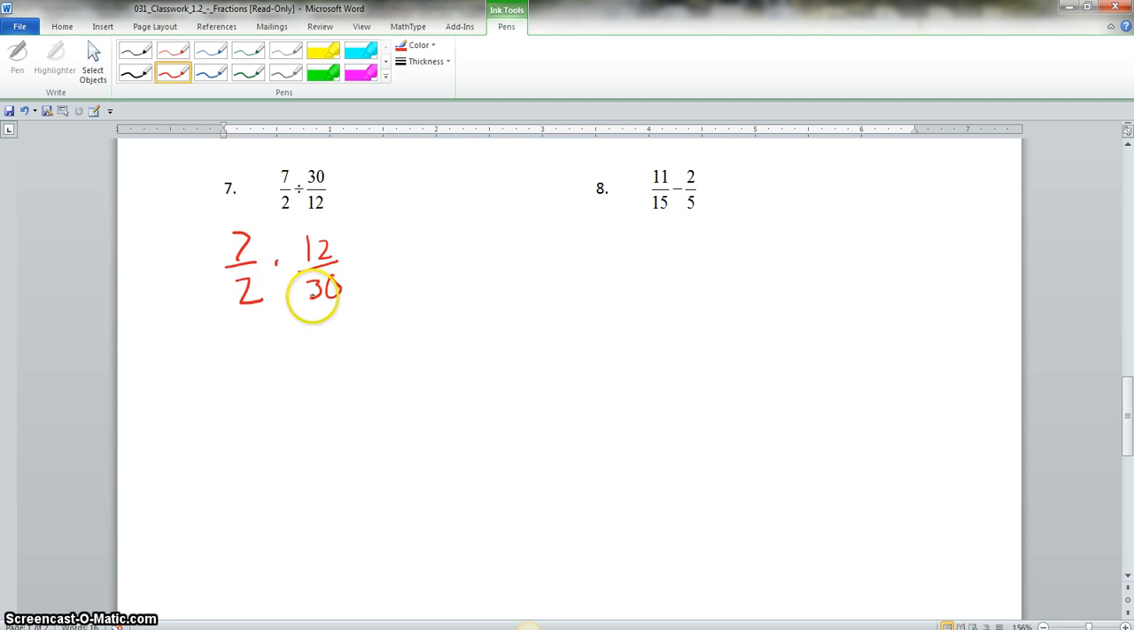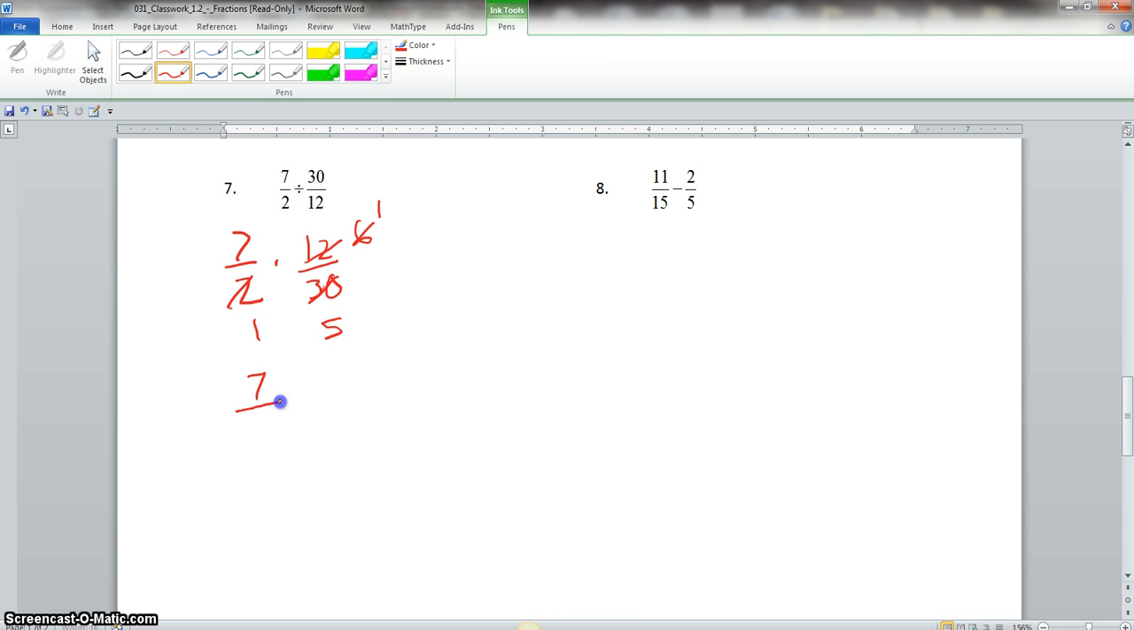So what I would do is this here. I'm going to do the cross simplifying. I think that would be a little easier here. So we could say 2 and 12. 2 goes into 2 once. 2 goes into 12 6 times. Now we notice 7 cannot simplify with anything here. But 6 and 30, they have 6 in common. 6 goes into 6 once. 6 goes into 30 5 times.